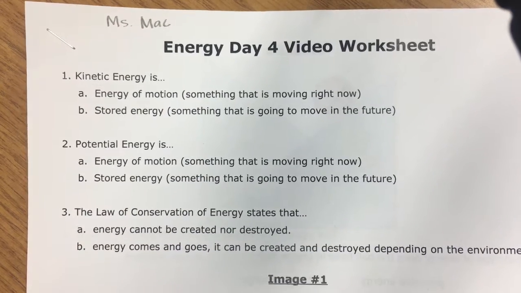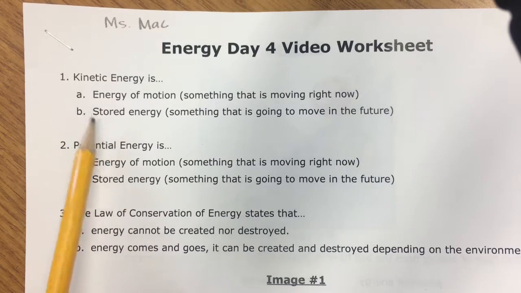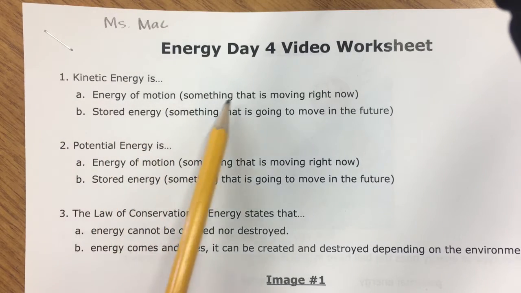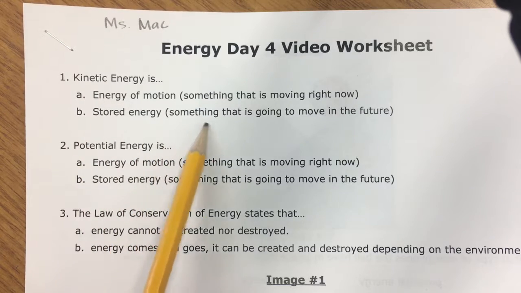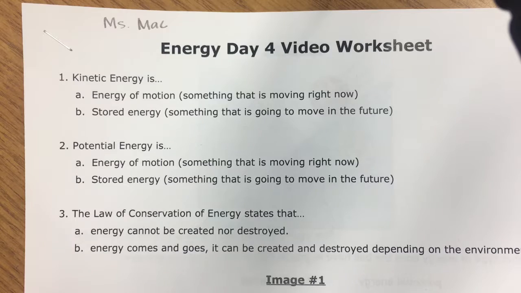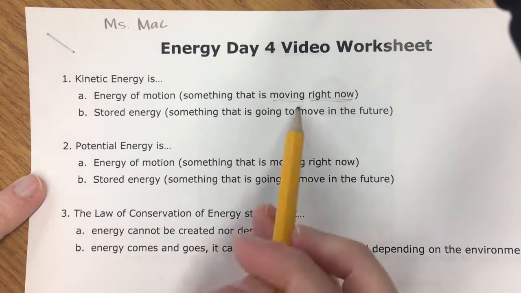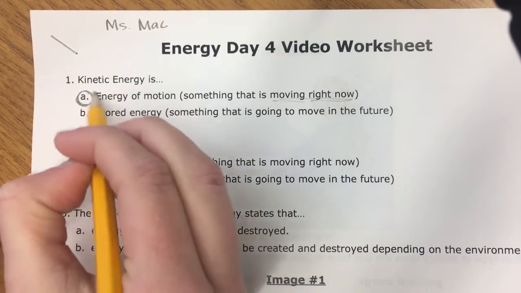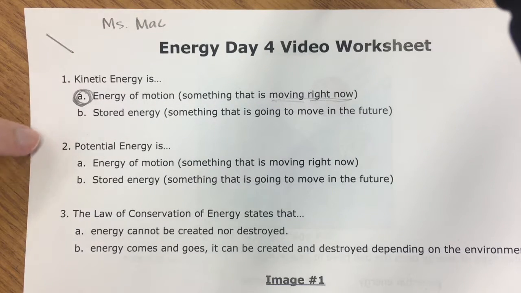Okay, Energy Day 4 worksheet. Kinetic energy is, we have a multiple choice question here, A, energy of motion, something that is moving right now, or B, is kinetic energy stored energy, something that is going to move in the future? Take a few seconds and choose one. Okay, and I know that kinetic energy is something that is moving right now. That's what gave it away for me. It's energy of motion, so I'm going to circle A. If you do not have A circled on your paper, make sure you have A circled on your paper.